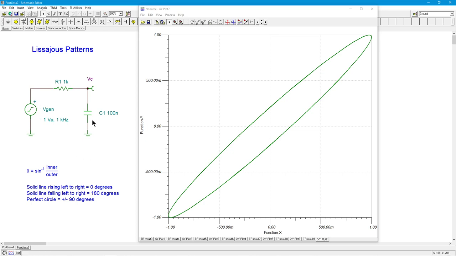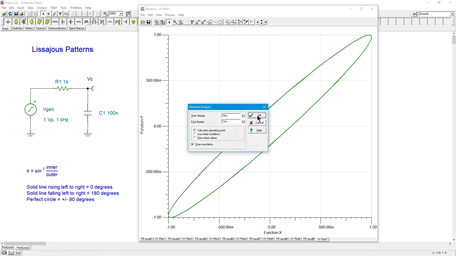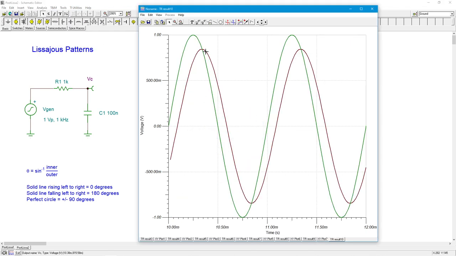Let's run on this circuit a transient analysis. All right, so I can see, look, here's VC. I got my generator, that's the green. Here's VC, the voltage across the cap. I know that the capacitor, in a case like this, is going to create a lag network with this resistor, and we're going to see that capacitor voltage lagging, delaying in time.